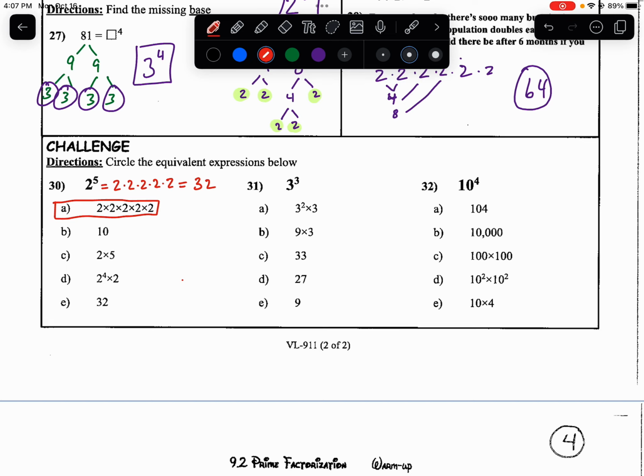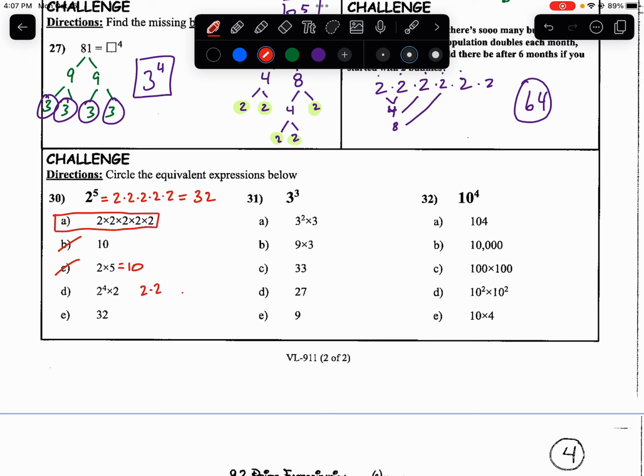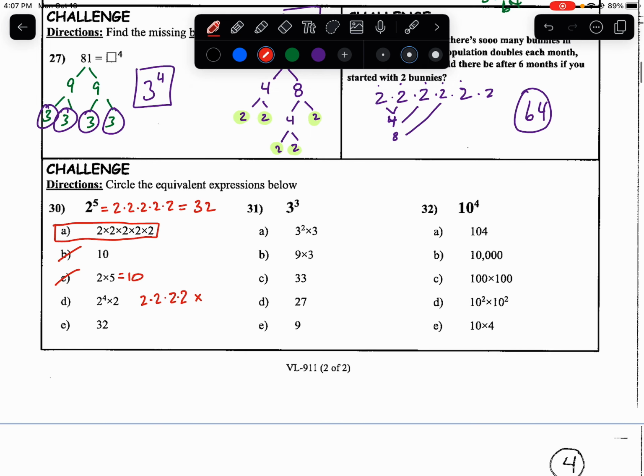2 to the 5th power does not equal 10. It's also not the same as 2 times 5 because 2 times 5 is 10, so that's not correct. 2 to the 4th times 2, well, let's think about it. 2 to the 4th is written like this, 2 times 2 times 2 times 2, right? And you're multiplying that by this 2. So if I asked you to read this for me, you would say this is 2 times 2 times 2 times 2 times 2. You're multiplying 2 five times, which is the same as this. And if you multiplied that out, you would also get 32. So this also is equivalent. And we know that E is equivalent because there it is. We wrote it down.